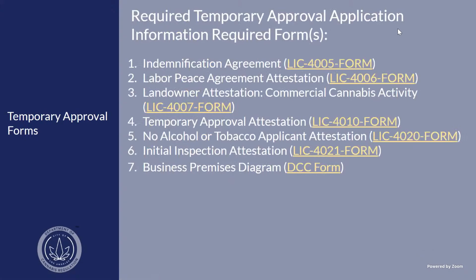For the required forms, it's a lot more streamlined now that the ownership and primary personnel documents are on the legal business entity record. So now we're looking at pretty much indemnification agreements and attestations and being able to identify the business premises diagrams and verify it for compliance. And then you're eligible for your initial inspection.